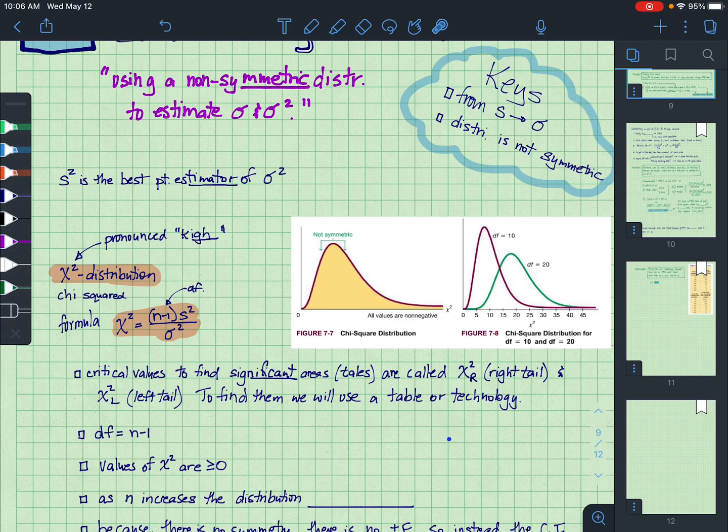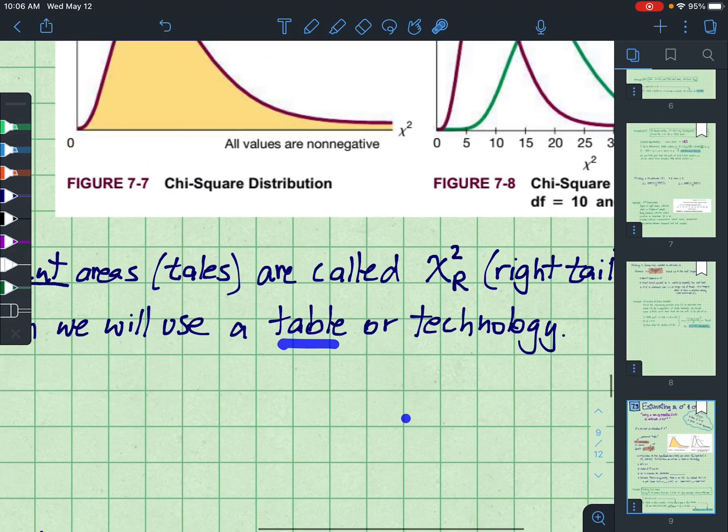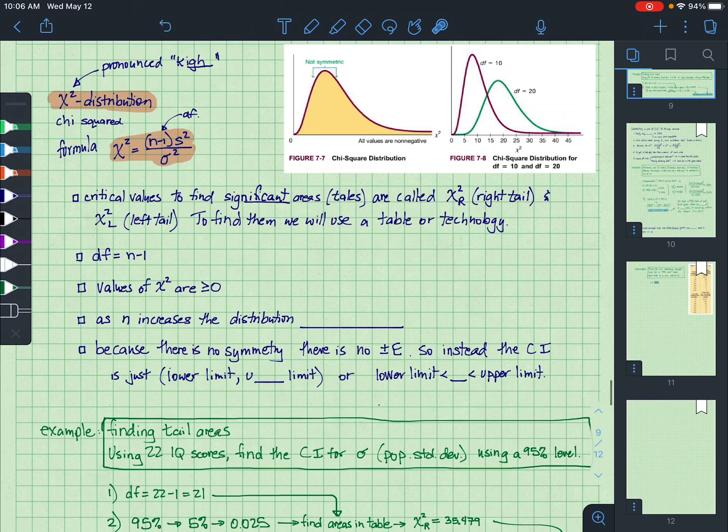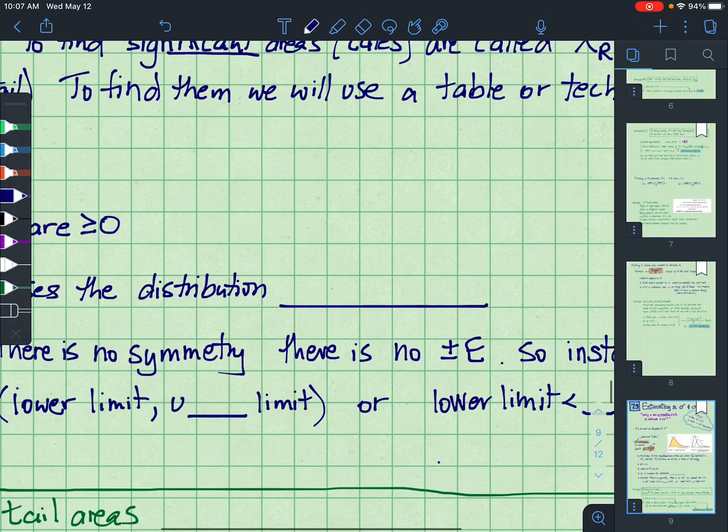All right. Mainly tables. Again, for technology, I'll put out a little video showing you how to do that with StatCrunch. Our degrees of freedom, n minus 1. The values of chi-squared are always greater than or equal to 0. As n increases, the distribution becomes more normal, or normalizes. I suppose I could have used that word.